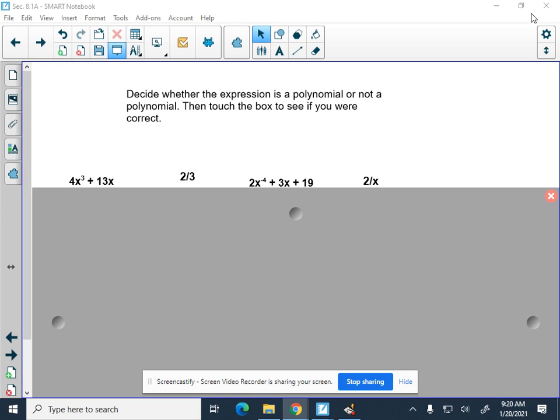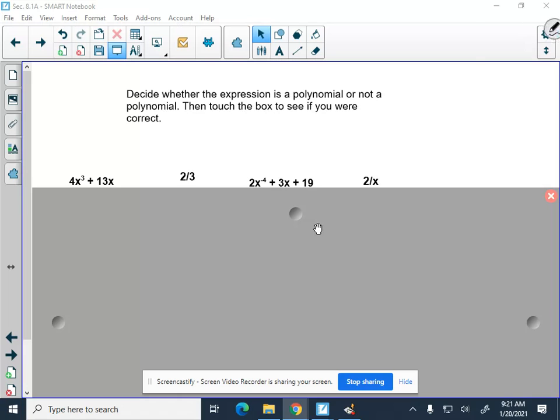Okay, we're going to finish up. We're going to do three pretty short videos. So if you pick up your notes on section 8.1a at the bottom of page 2, it says, is it a polynomial or not?